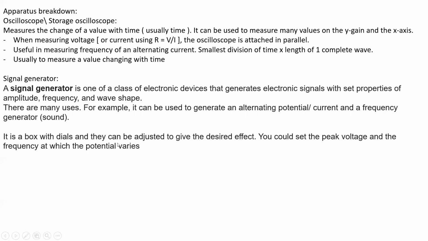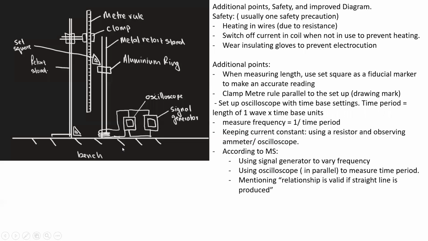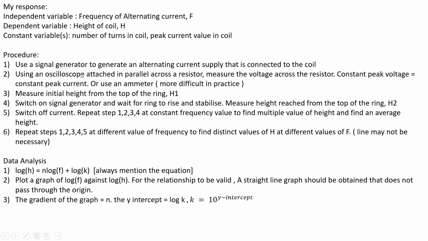It is a box with dials and can be adjusted to give a desired effect. You could just set the peak voltage and the frequency at which the potential varies. So that's basically the two apparatus, and that's the breakdown of it. Try to Google some apparatus, look at some YouTube videos to get an understanding of how they work. There are multiple A-level channels that do physical breakdown videos in the laboratory where they break down certain apparatus. You could just search them up and look at it.